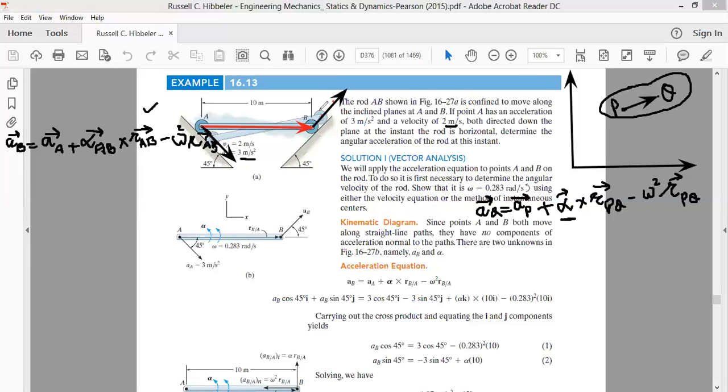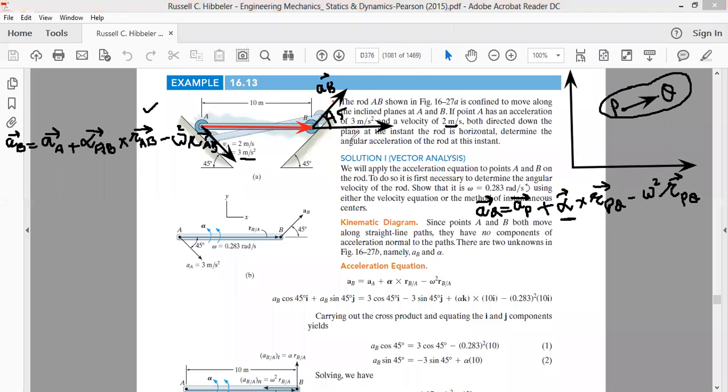So the acceleration of B will be directed here. It will be parallel. Given the angles that are given to us, since this angle and this angle are corresponding angles, this will also be 45 degrees. So the acceleration of B, which is in this direction, can be resolved into two components.